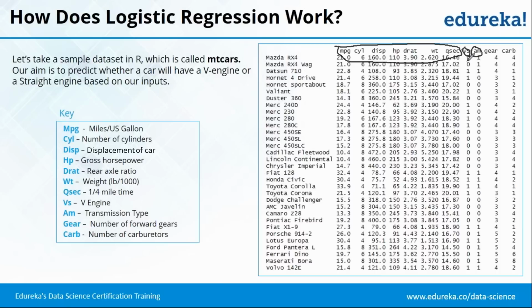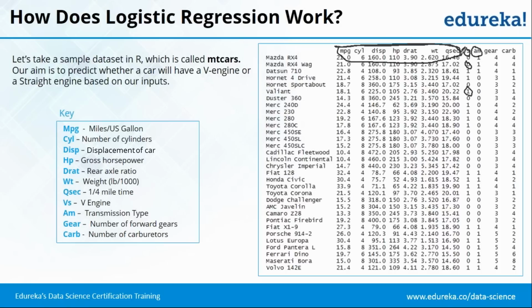If the value of my VS is 0, that means the car will not have a VS engine, hence it will have an AM engine, or the straight engine. If my value of VS is 1, that means my car will have a VS kind of engine. And these values will be calculated based on these inputs.